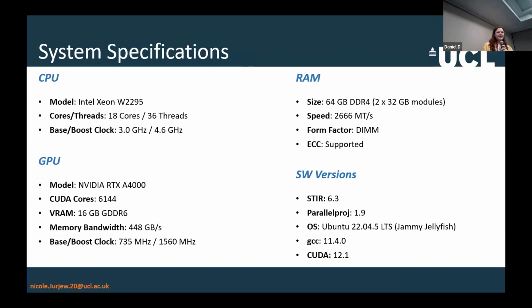A little bit on system specifications, kind of boring, but still important to mention. My system has an Intel Xeon processor, which can use up to 36 threads. My RAM is 64 gigabytes. My GPU is an NVIDIA RTX with 16 gigabytes of VRAM. And I also noted the software versions. STIR was 6.3 and Parallelproj was 1.9, and CUDA is 12.1, which are probably the most important versions here.